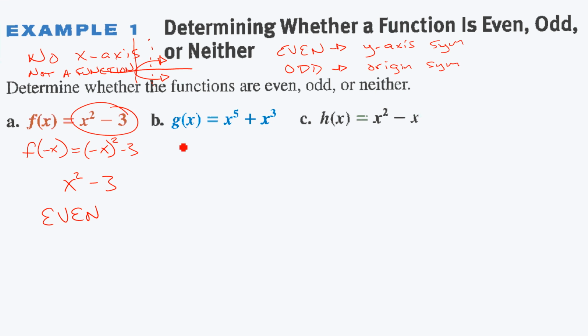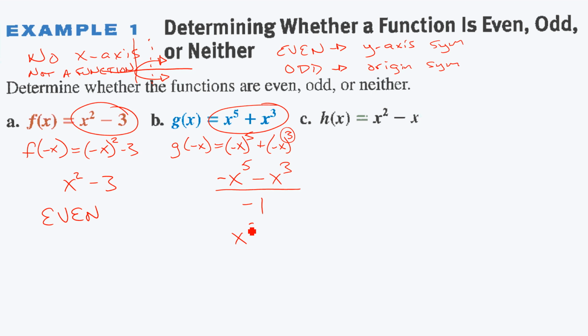All right, so if you plug in negative x for this one, you get negative x to the 5th plus negative x cubed. So a negative times itself 5 times is a negative, so we would get negative x to the 5th. And a negative times a negative times a negative would be a minus x cubed. This is the opposite of what we started with. So it's not even, but if we divide this by negative 1, then we get right back where we started. And so if we have a function where we plug in negative x, divide by negative 1, and end up right back where we started, that is odd.